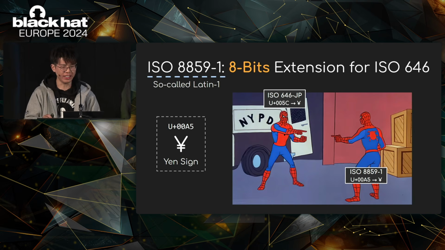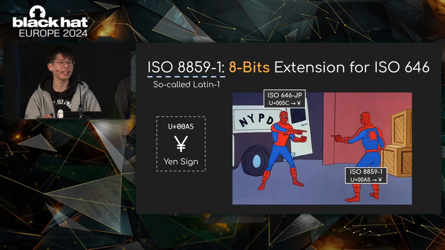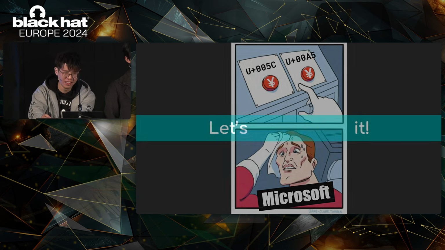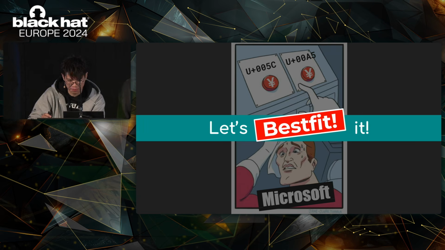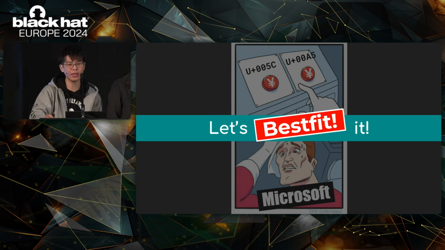However, shortly after, ISO introduced a new standard, known as Latin-1. It's an 8-bit character set and includes a dedicated position for the yen sign. Since they look alike, Microsoft said, OK, let's map them together. So that's why the yen sign is mapped to the backslash on Windows. And once we learned that, a straightforward idea quickly popped up.